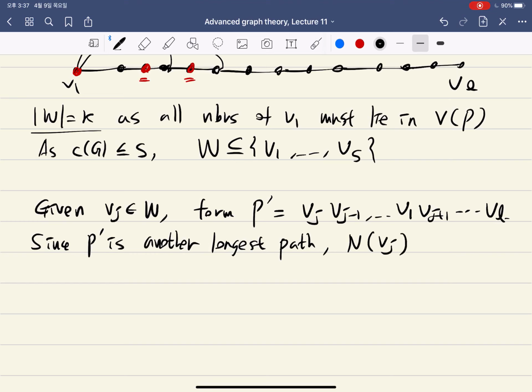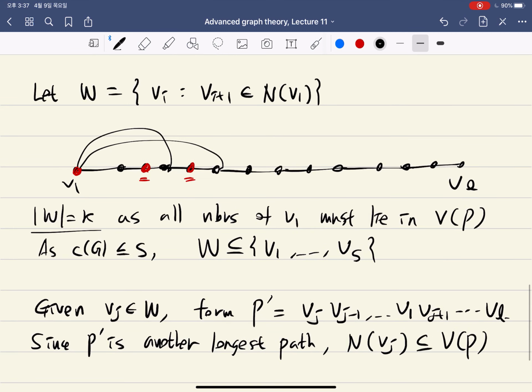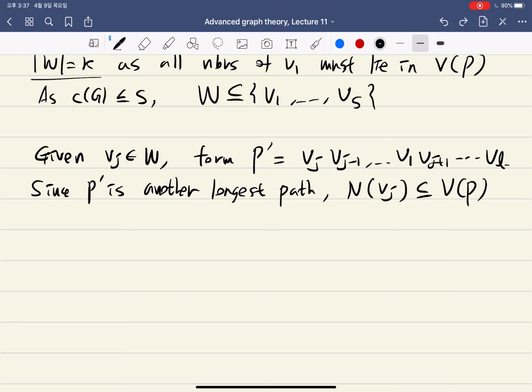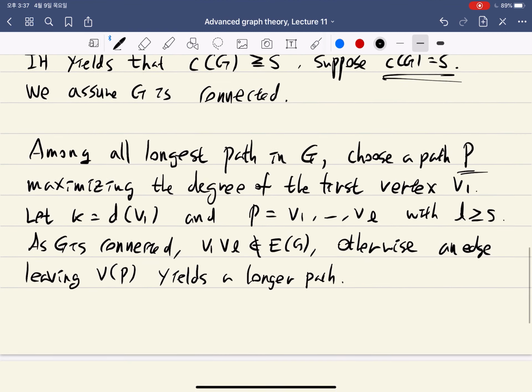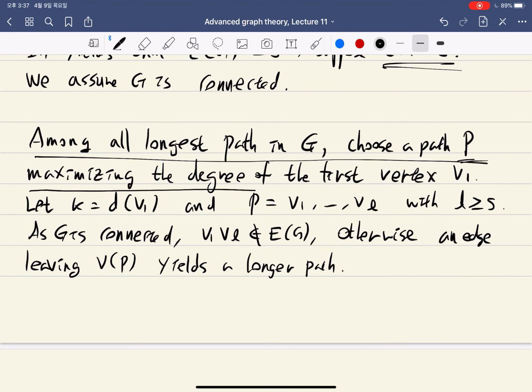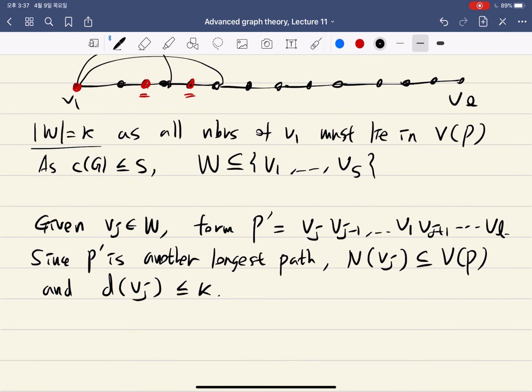So the neighbors of Bj again lie in this path, because otherwise, if we have a vertex outside which is a neighbor of this, then this gives us a longer path. And also Bj has degree at most k, because that's how we chose, among all longest paths, a path maximizing the degree of the first vertex. Again, in this new path P prime, this is the first vertex, so it must have degree at most k.